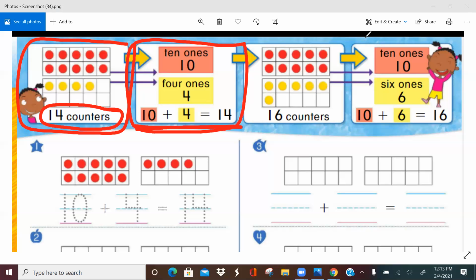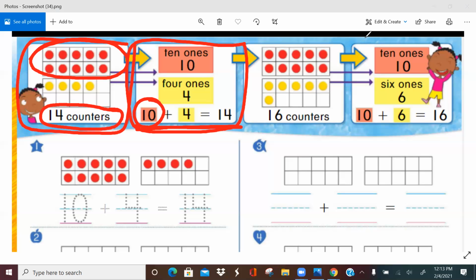It means 10 ones making a full 10 frame. So you look over here, we have 10 ones. See this 10 frame? If we count them, there's 10. 10 ones. Okay, and it makes a full 10 frame. Why is the box with the 10 colored red? It tells about the red counters in the 10 frame on the top.